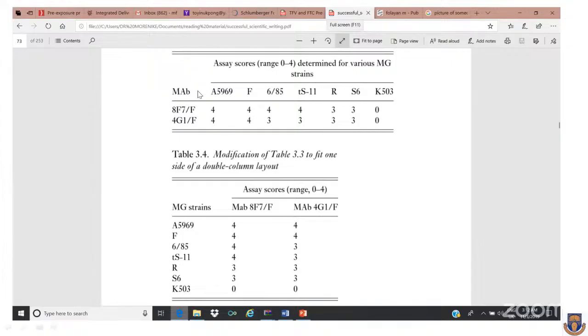But when you have multiple outcomes, then you may turn your table to have your outcome here and your exposure here. But the rule of thumb is that exposure is always on this axis, while your outcome is on this axis.